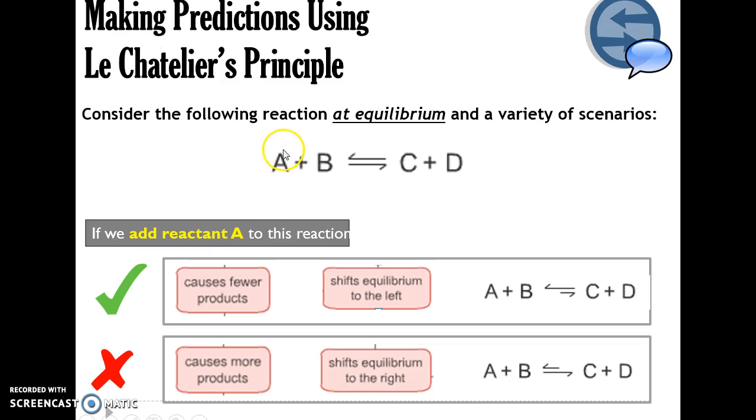So consider the following reaction at equilibrium. If we add reactant A to this reaction, it's going to cause more products to be formed, and it's going to shift the equilibrium to the right. So this bottom one right here is correct. If we remove A, then it's going to actually cause fewer products, and it's going to shift our equilibrium to the left.